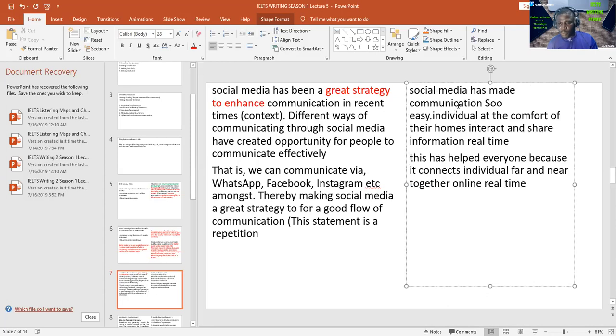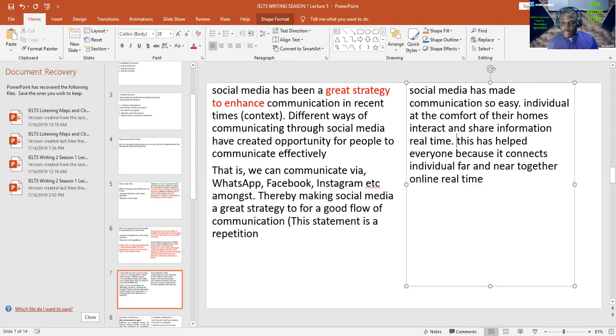Okay, social media has made communication so easy. This one should be s, and I would say easy. Individuals at the comfort of their home interact and share information real time. Fantastic. This has helped everyone because it connects individuals far and near together online real time. You are repeating real time the second time because you are just repeating yourself. I think you'll have used it better: this makes it possible for people to connect far and wide. Okay, yes, in real time, on time or on the go.